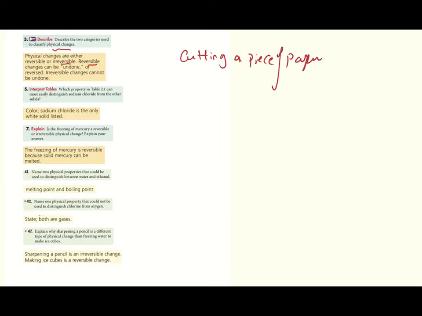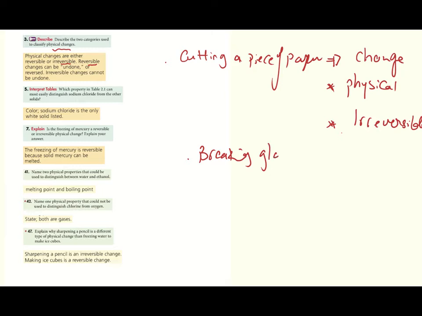Is it chemical or physical change? Yes, it's a physical change. But is it reversible or irreversible? It's irreversible because you can't get them back. Like breaking glass. Breaking glass is also a physical change, but it's also irreversible because it cannot be undone.